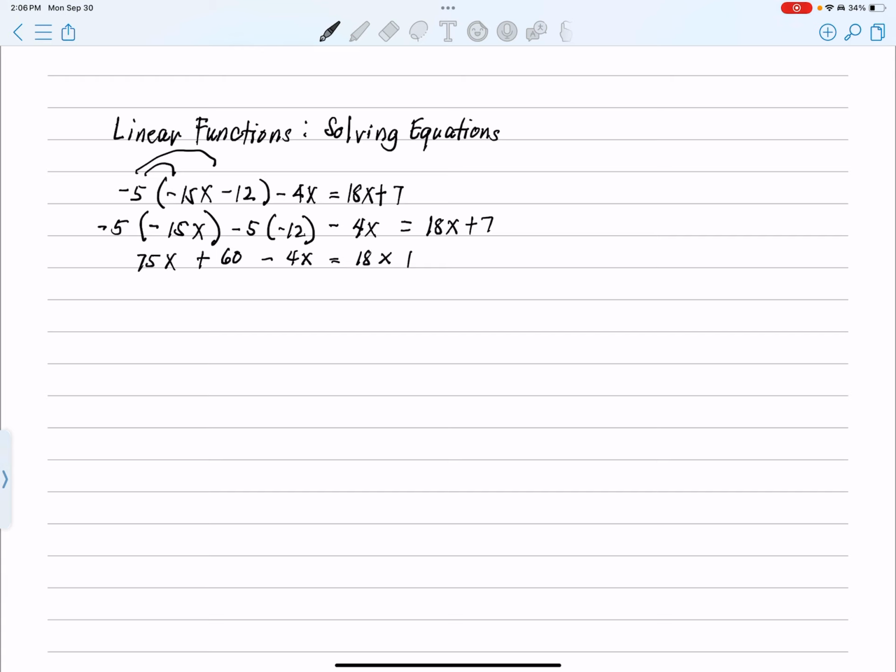18x plus 7. Collect like terms. Since we have x terms on the left side, 75 minus 4, that would become 71x plus 60 equals 18x plus 7. So what are we doing right here? We are simplifying each side of the equation.